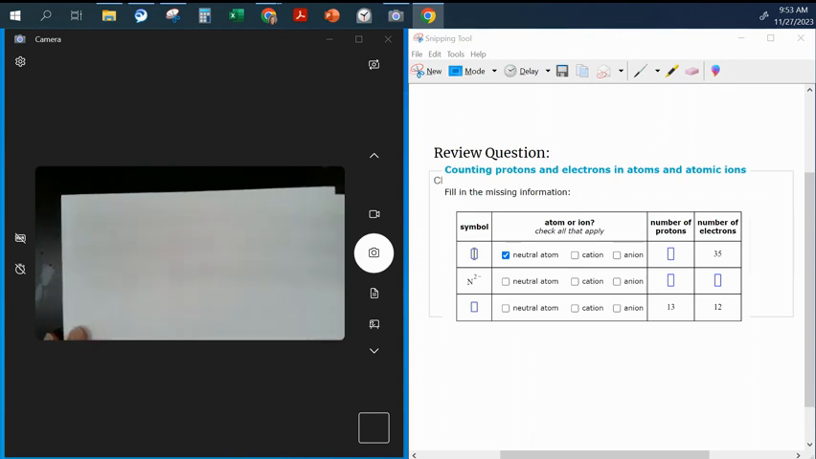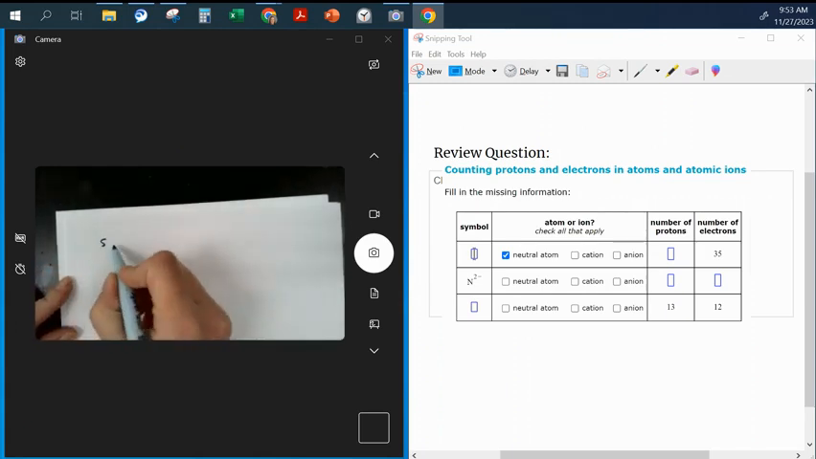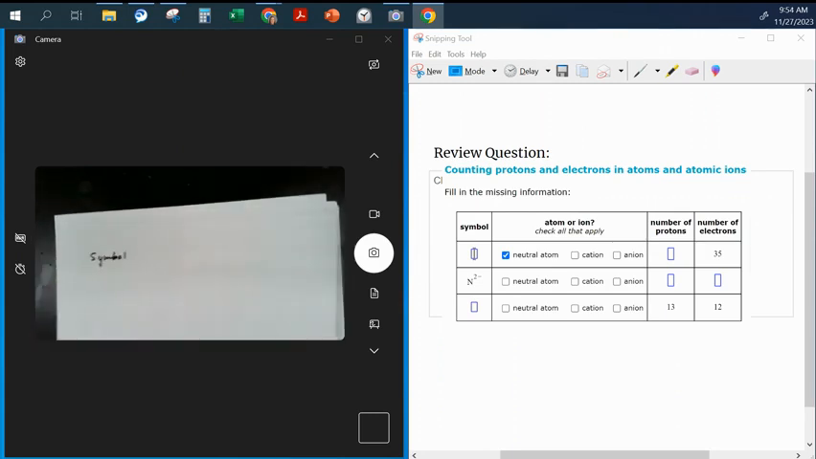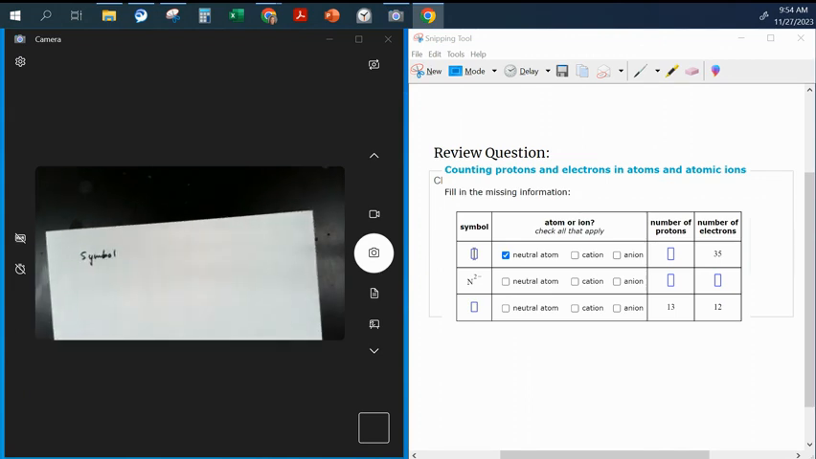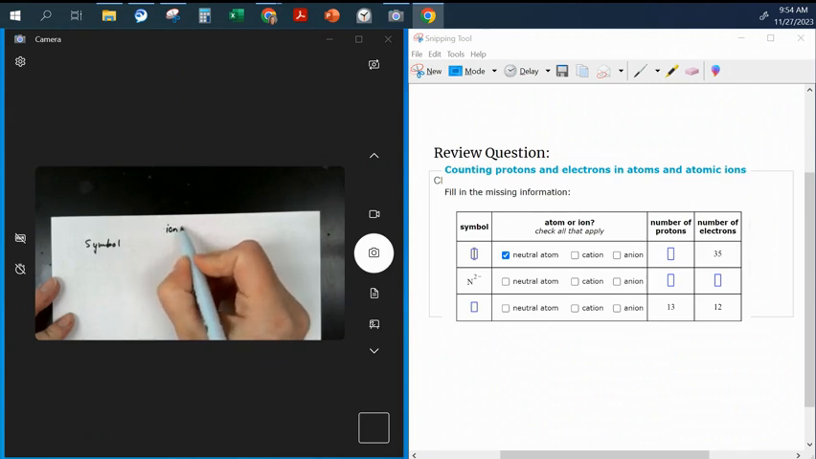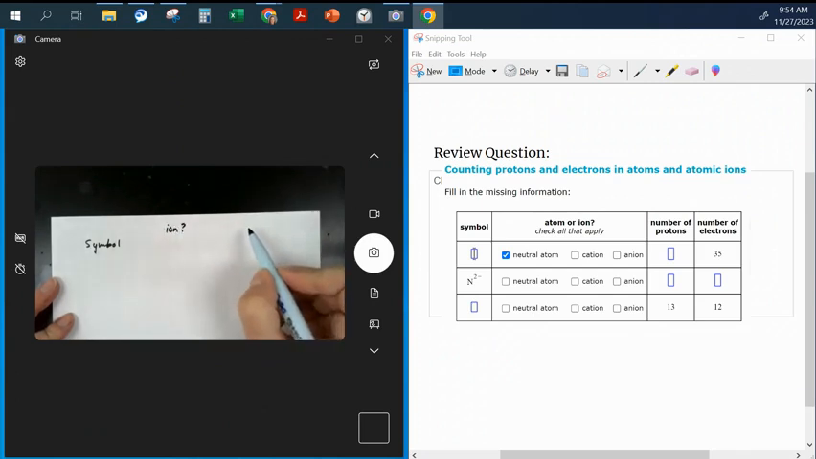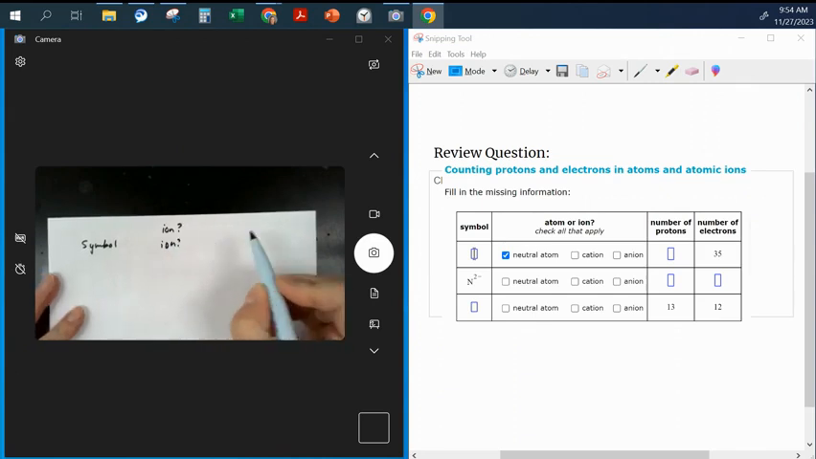Okay, so we have this table. I'm going to write over here. So we are trying to fill in the symbol. And then we have to decide if it's an ion or not, and what type of ion. And then protons, and electrons.